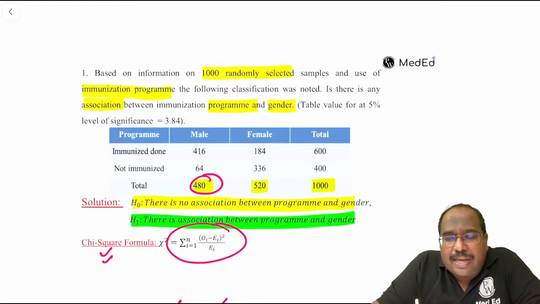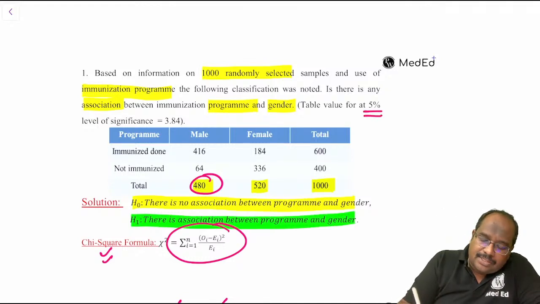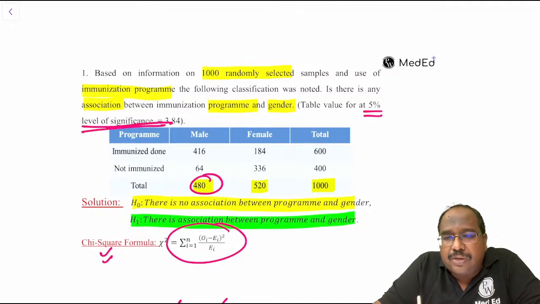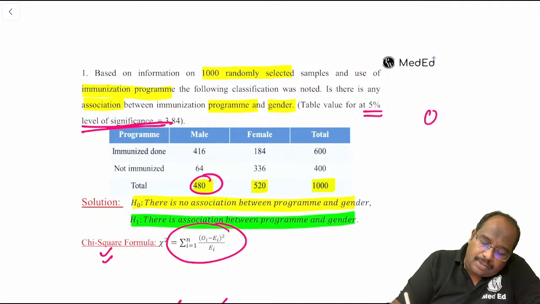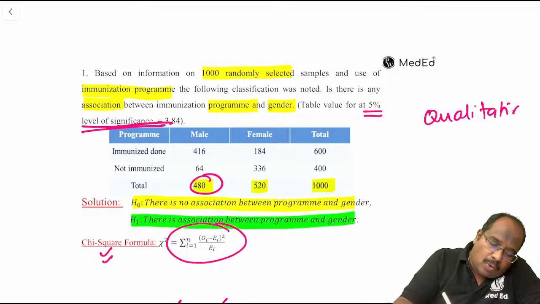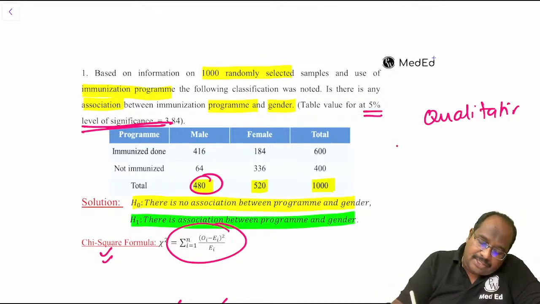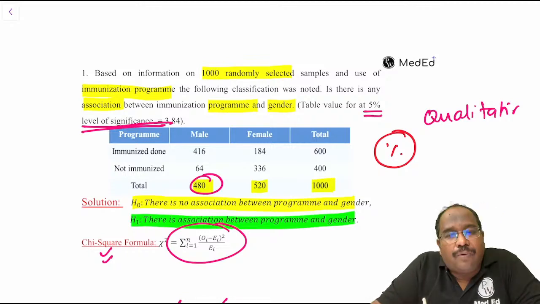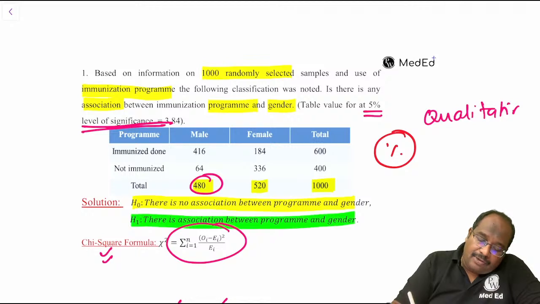Most likely if they are asking, the table value is given. This is the chi-square table value. If I want chi-square, I will give you the chi-square table value. This is qualitative data, which means it comes in percentage. For percentage, we can go for this chi-square test. And the table value given is 3.84.